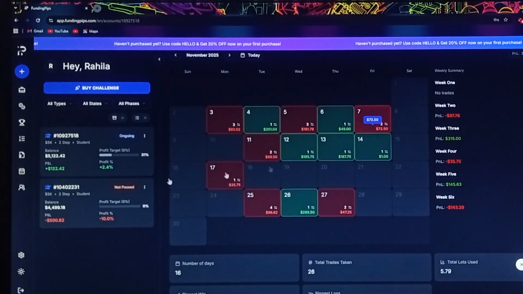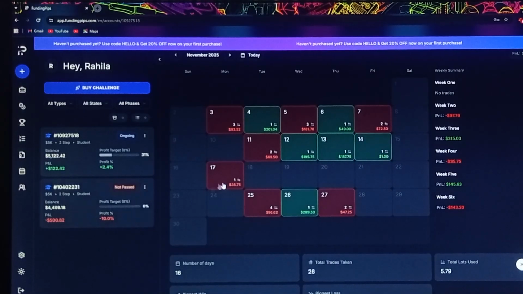Here I took two trades and lost $69. Here I took one. Here I took one, and this is just $1 profit. Here I took one trade, lost $35.